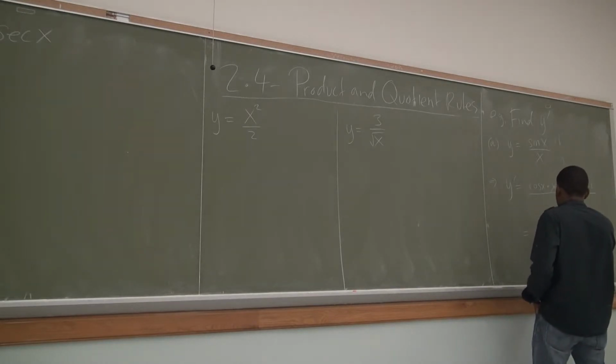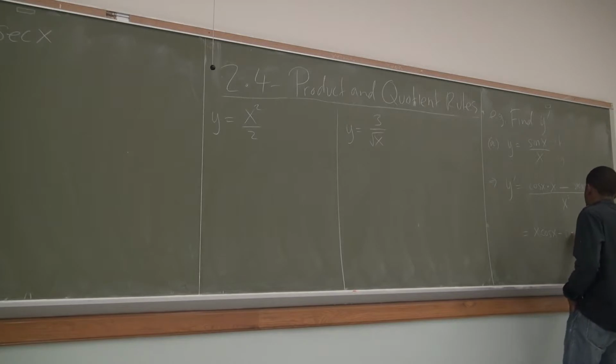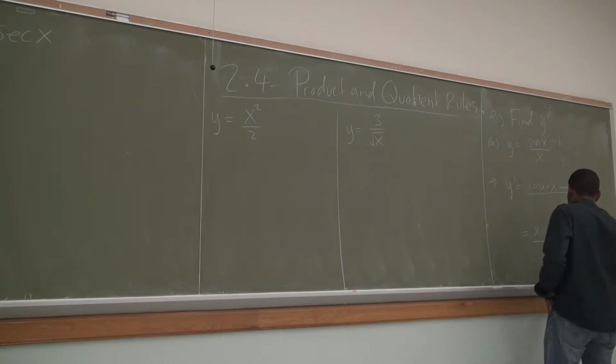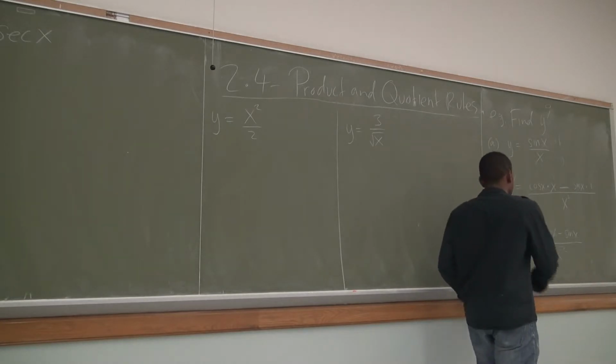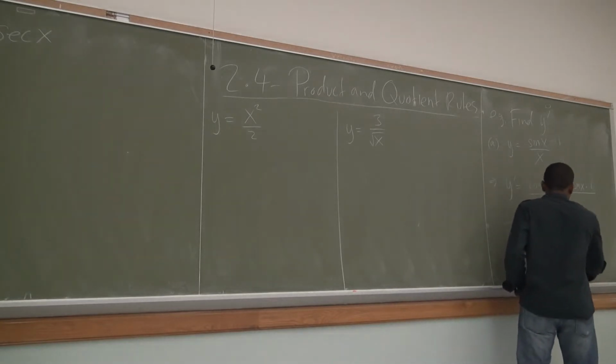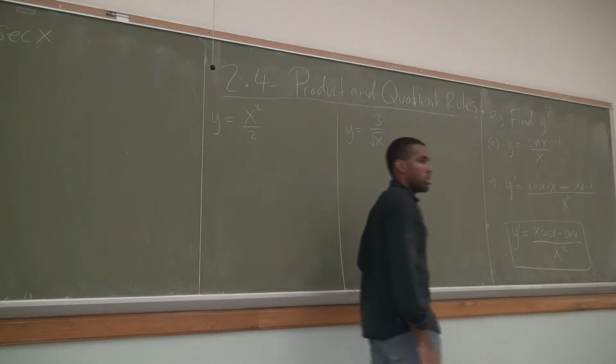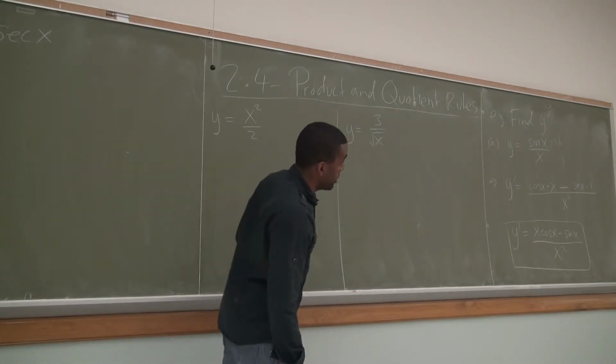So, this is x cosine x minus sin x all over x squared. Can't really simplify that. That would be the derivative of that.